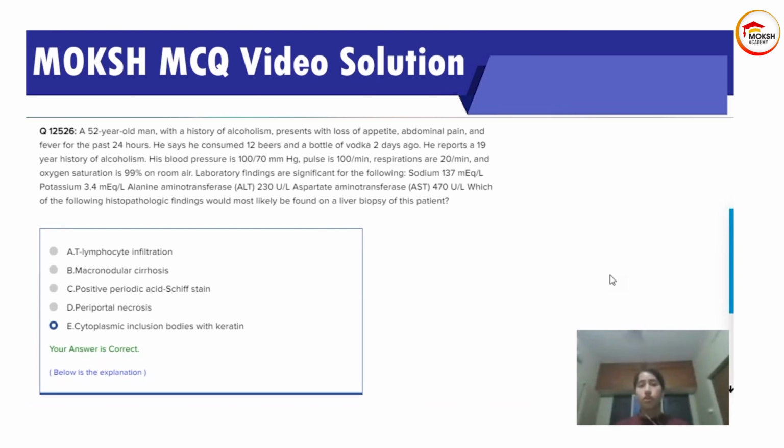But the question is not asking about the diagnosis. They're asking what we would see if you were to take a liver biopsy from this patient. So the answer is E. Yes, it's cytoplasmic inclusion bodies with keratin, otherwise called your Mallory bodies or Mallory-Denk bodies. That's pretty specific for alcoholic hepatitis. It's sort of the pathognomonic feature of that. So that is the right answer.